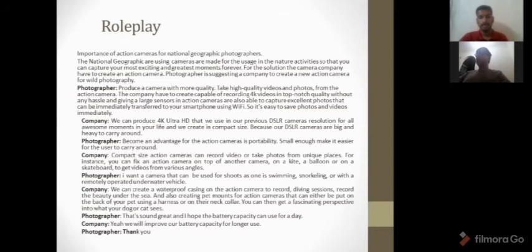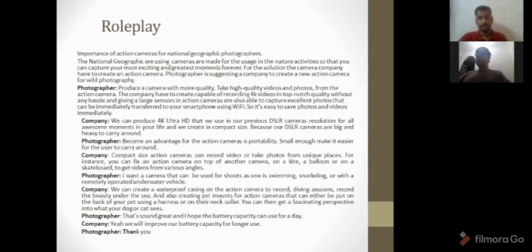Okay, an advantage for action cameras is portability. Small enough to make it easy for the user to carry. Okay, with a compact size, a smaller action camera can record video or take photos from unique places. For instance, you can fix an action camera on top of another camera, or on a kite, a balloon, or on a skateboard to get various angles from the camera.